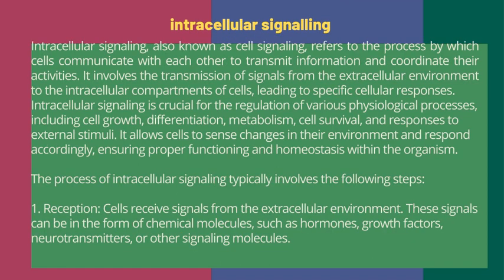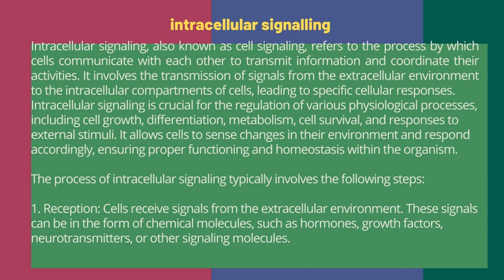Next topic, intracellular signaling. Intracellular signaling, also known as cell signaling, refers to the process by which cells communicate with each other to transmit information and coordinate their activities. It involves the transmission of signals from the extracellular environment to the intracellular compartments of cells, leading to specific cellular responses. Intracellular signaling is crucial for the regulation of various physiological processes, including cell growth, differentiation, metabolism, cell survival, and responses to external stimuli. It allows cells to sense changes in their environment and respond accordingly, ensuring proper functioning and homeostasis within the organism. The process of intracellular signaling typically involves the following steps.